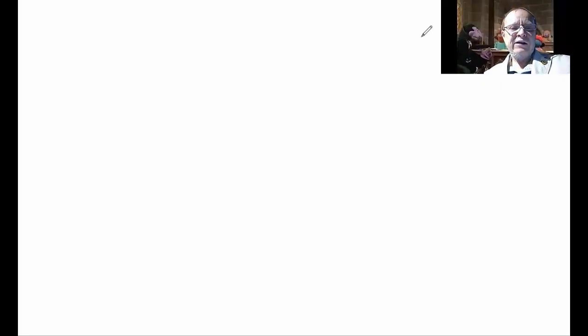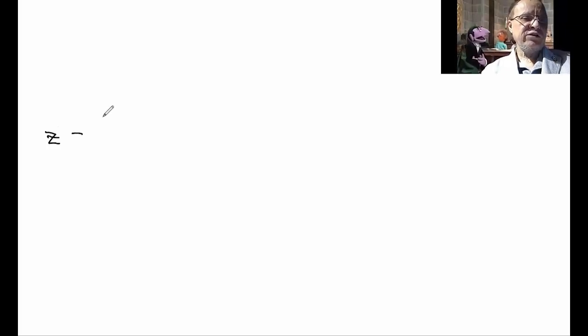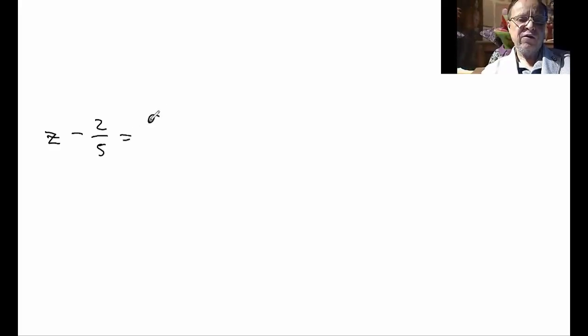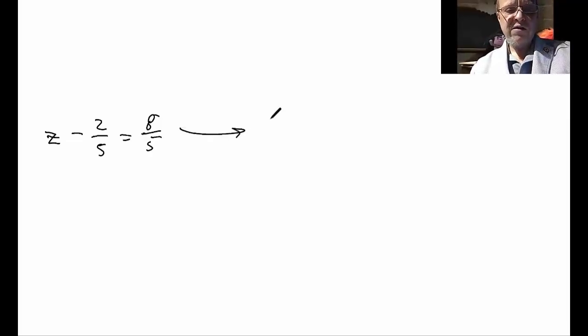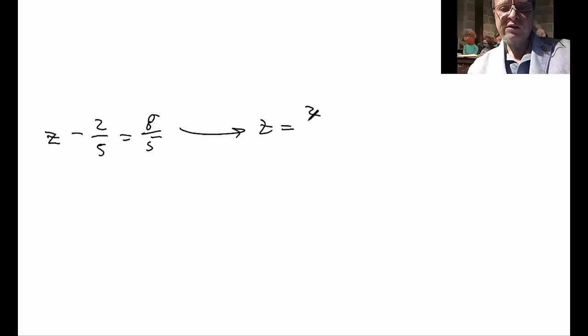Let's look at example number 1. Example number 1 is z minus 2 over 5 is equal to 8 over 5. Now, one way to look at this is we can put the 2 over 5 on the same side as the 8 over 5. So that will give us z is equal to positive 2 over 5 plus 8 over 5.